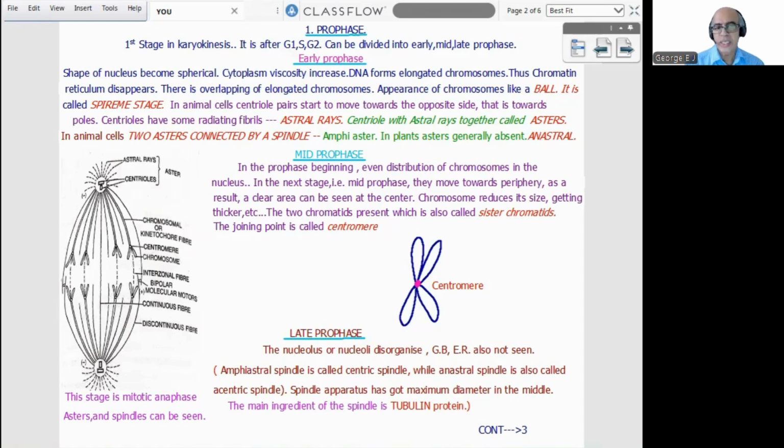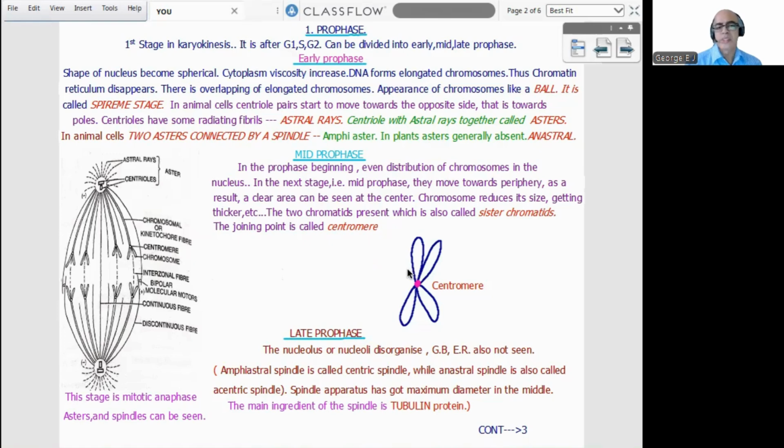As a result, a clear area can be seen at the center. See, something like this way. This is anaphase still. Center. The chromosome reduces its size, getting thicker, and two chromatids. This is the diagram, chromatids. We will be studying it.